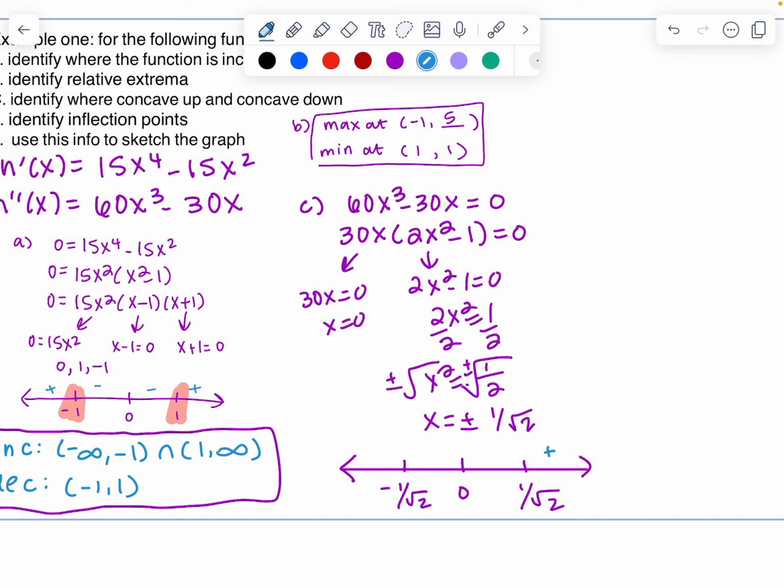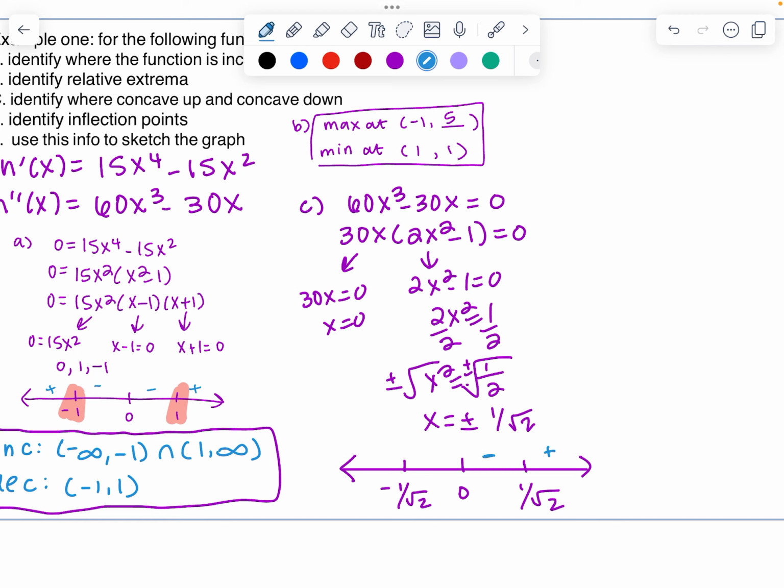I'm going to imagine myself plugging in like a half, because I believe that number 1 divided by the square root of 2 is like 0.707. So I plug in a half here, this would be positive, and then 2 times 1/4 is 0.5. 0.5 minus 1 is a negative. So I'd have a negative times a positive. So this would be a negative.